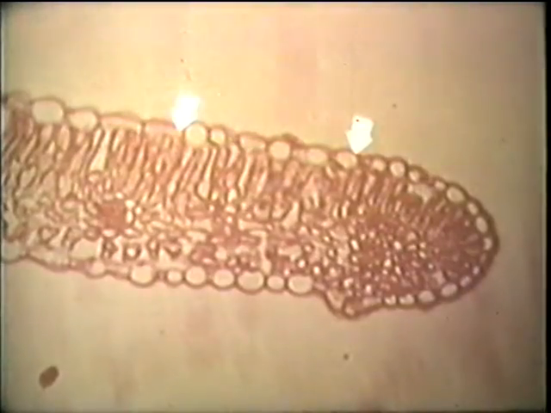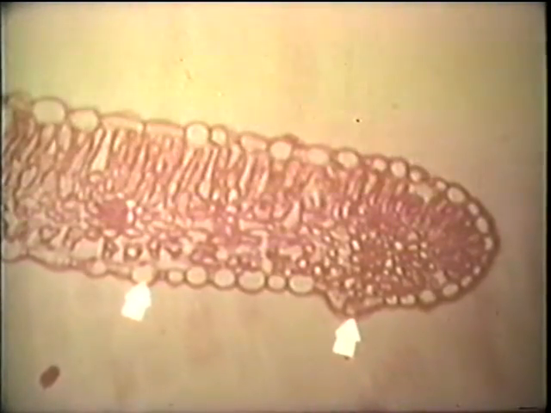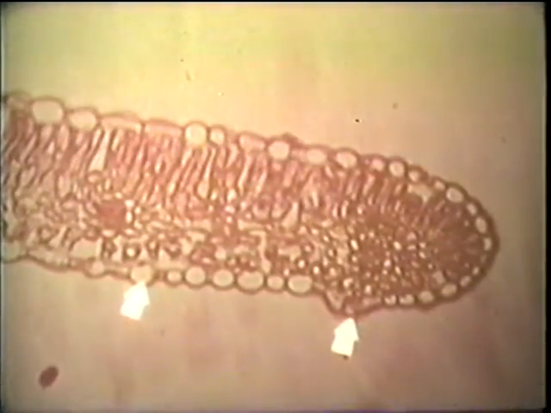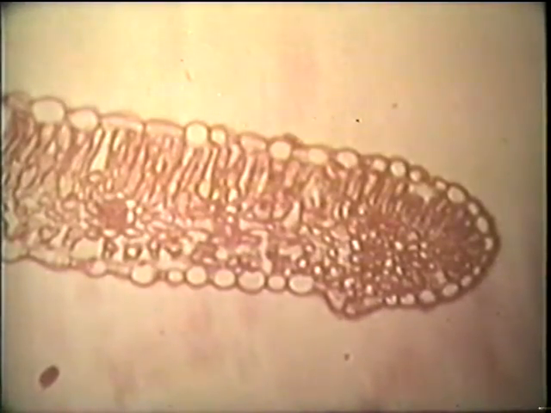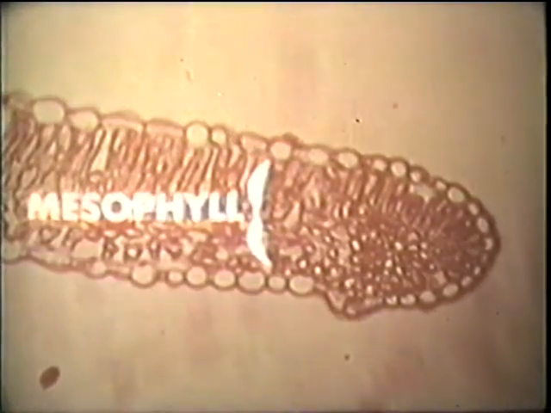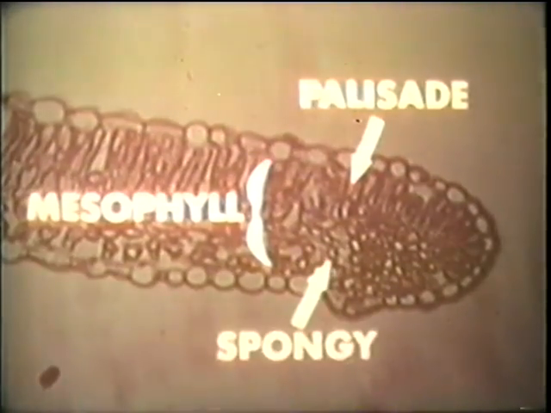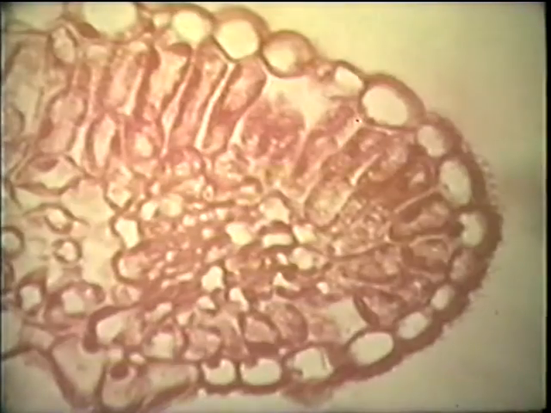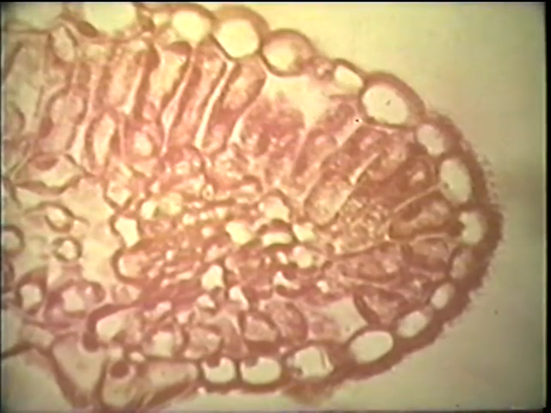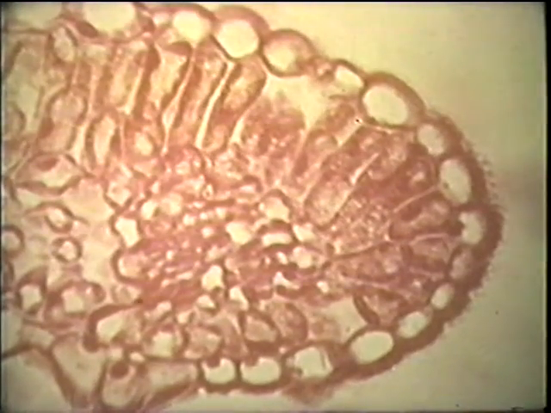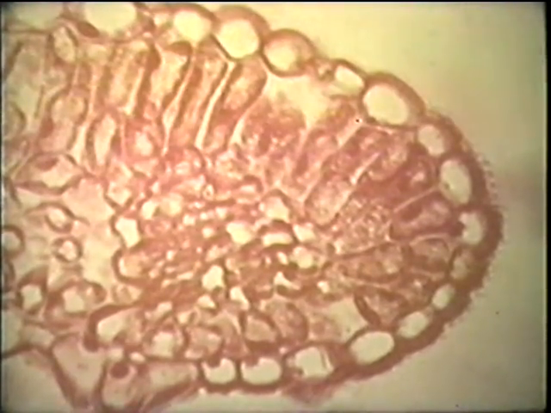Both the upper epidermis and the lower epidermis generally consist of single layers of cells. Between the upper and lower epidermis are the mesophyll cells, which include this layer of palisade cells and these spongy cells. Within the mesophyll cells, we find chloroplasts, and it is in the chloroplasts that photosynthesis occurs.